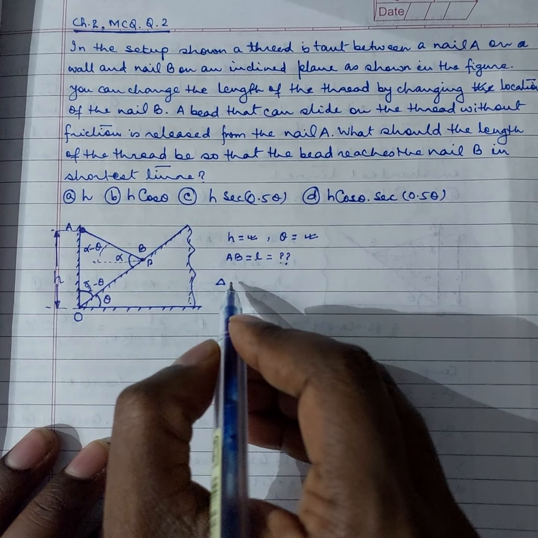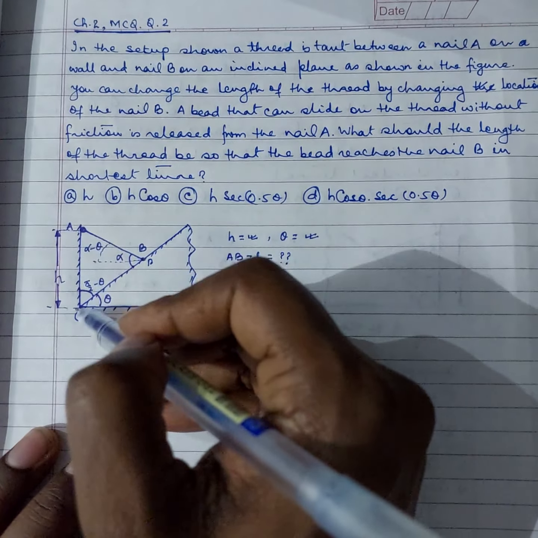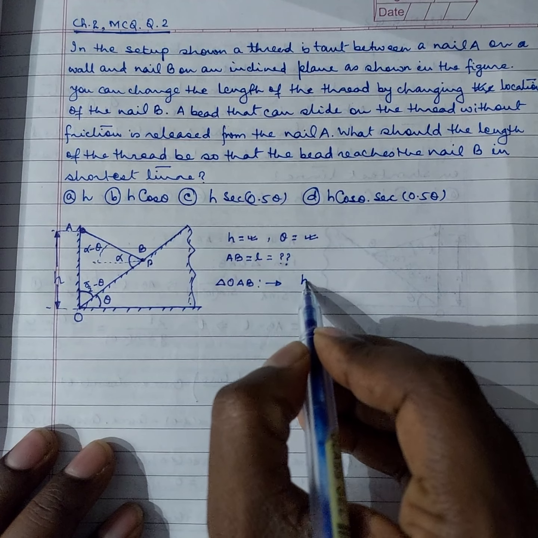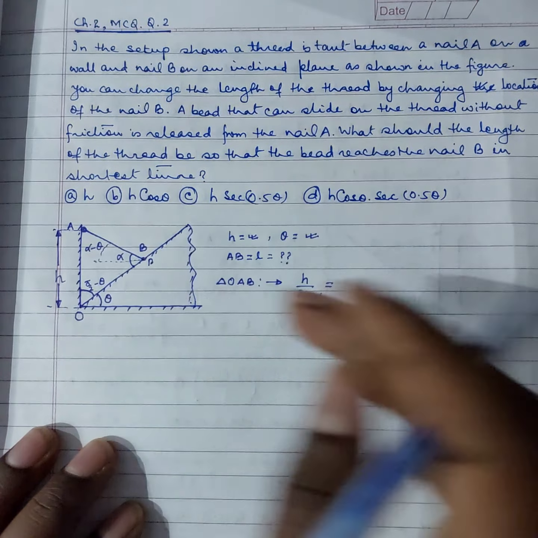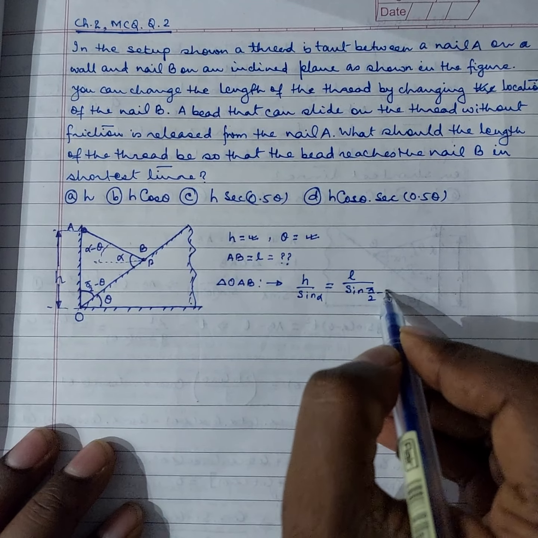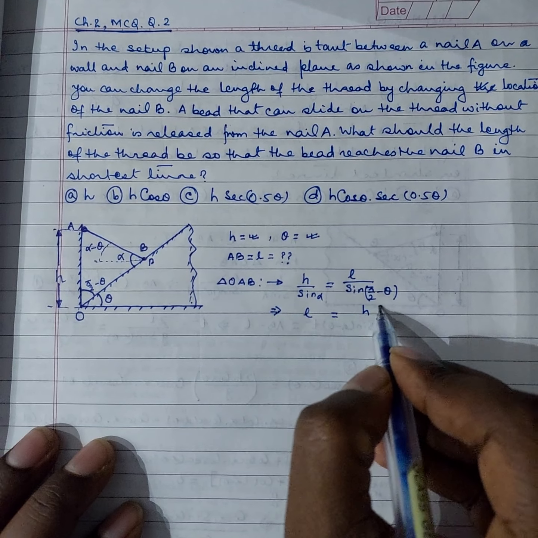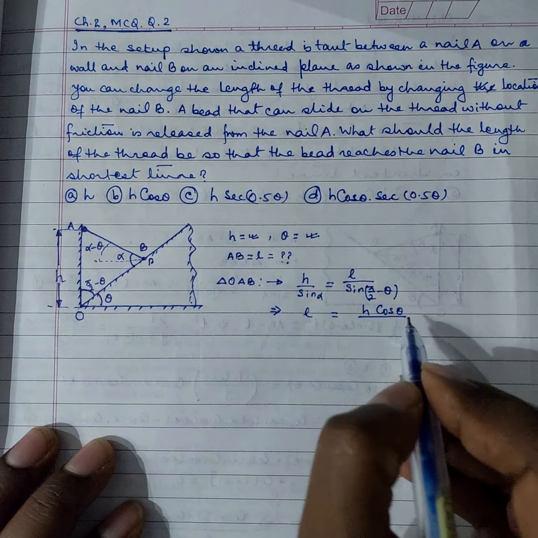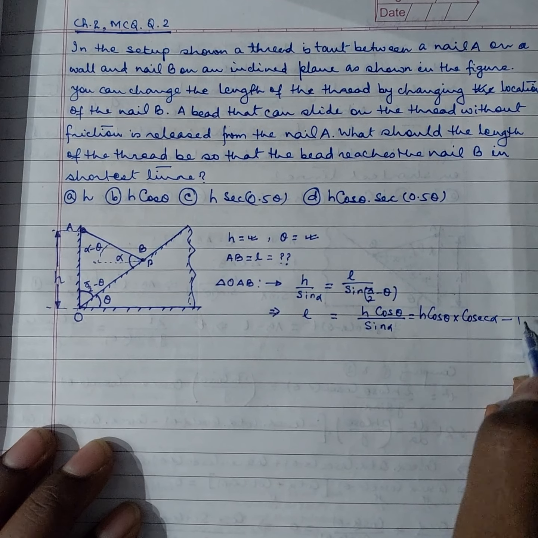From triangle OAB, H by sine alpha will be equal to AB by sine pi by 2 minus theta. AB is L, so we can write sine pi by 2 minus theta. So our L from here will be H cos theta divided by sine alpha, which we can write H cos theta into cosec alpha. Equation 1.